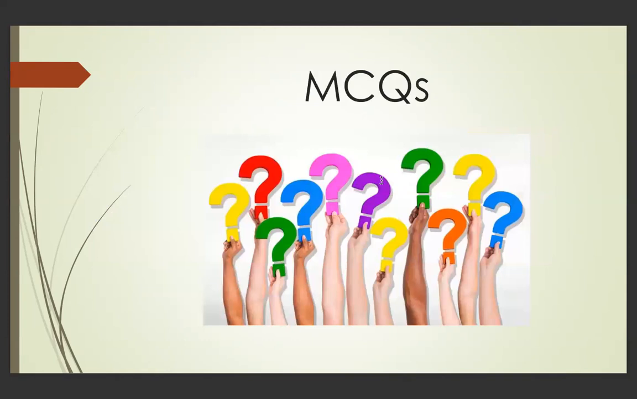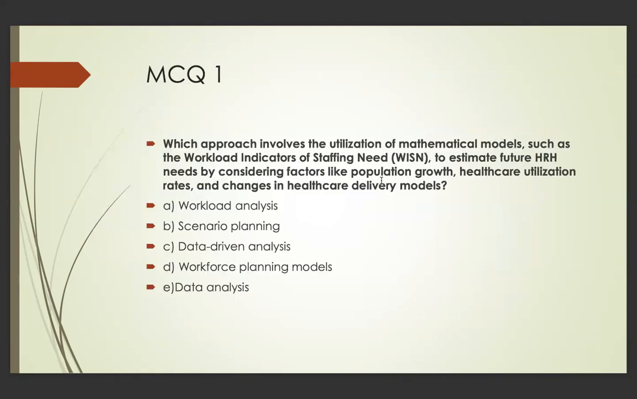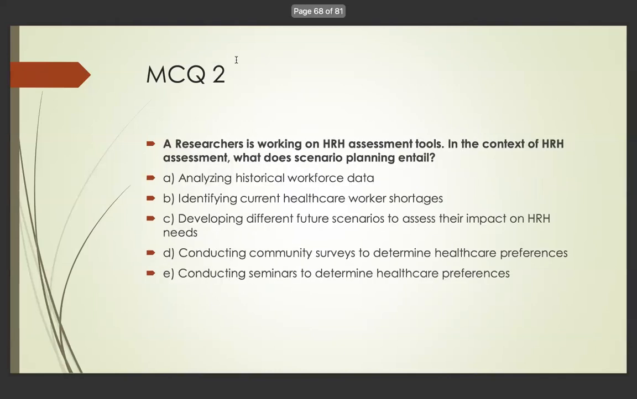Now, time for MCQs. The first MCQ: which approach involves the utilization of mathematical models such as the workload indicators of staffing needs, WISN, to estimate future HRH needs by considering factors like population growth, healthcare utilization rates, and changes in the healthcare delivery models? A, workload analysis. B, scenario planning. C, data-driven analysis. D, workforce planning models. And E is the data analysis. Anyone? The answer is D, workforce planning models.